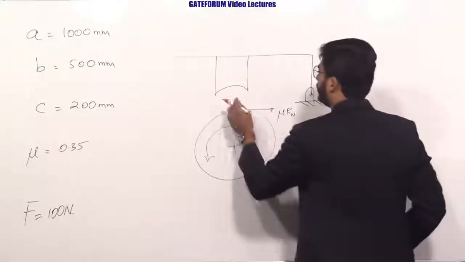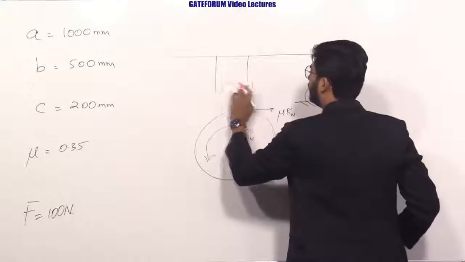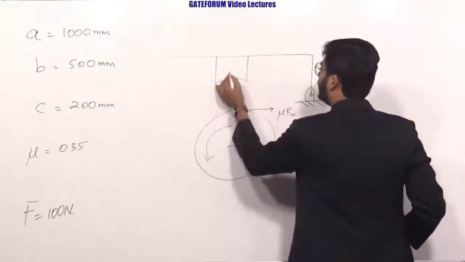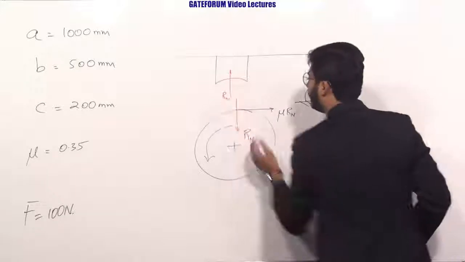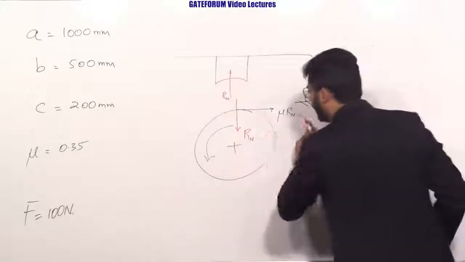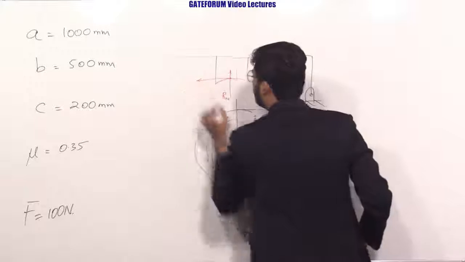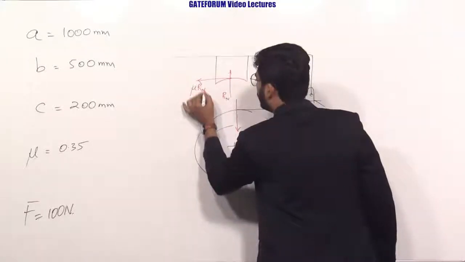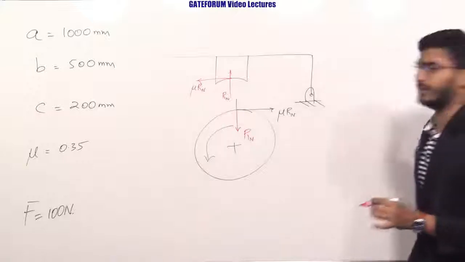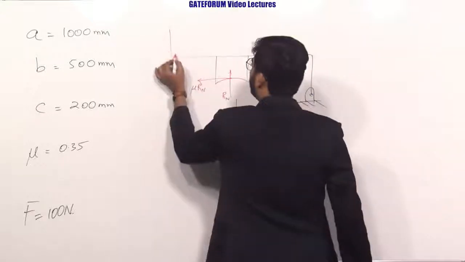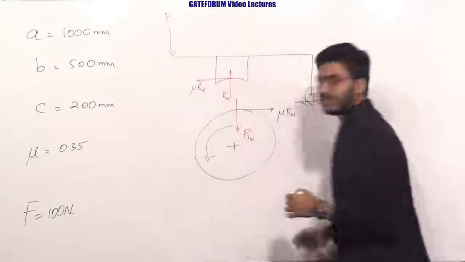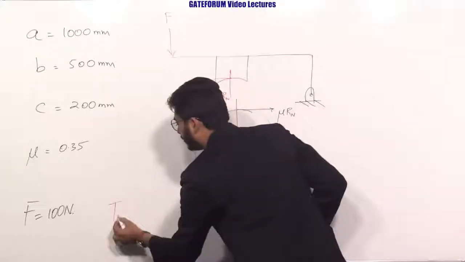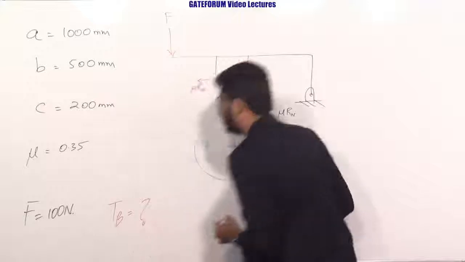Similarly for the shoe, if I draw, Rn will be pointed upwards. When you reverse Rn, you have to reverse the mu Rn. These two are the reactive forces, mu Rn to this side also. And here there is a force F which is present. So he is asking you to calculate the braking torque.